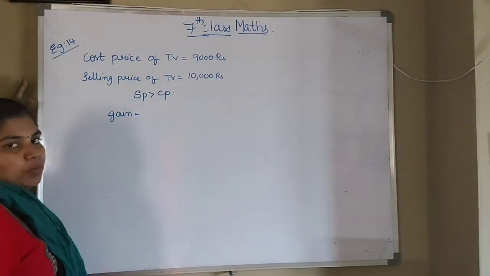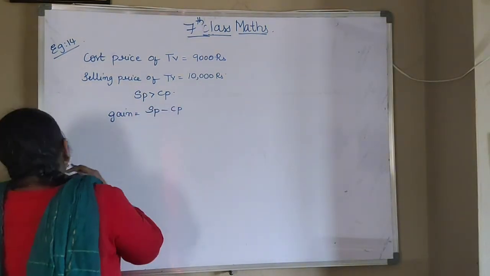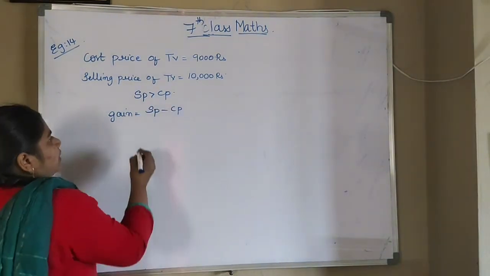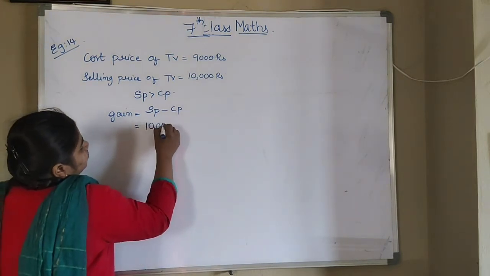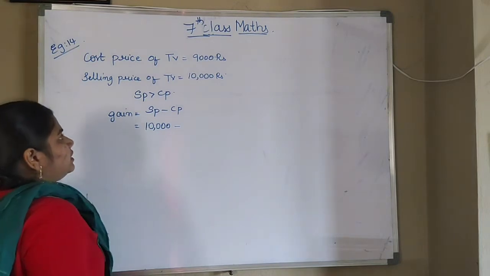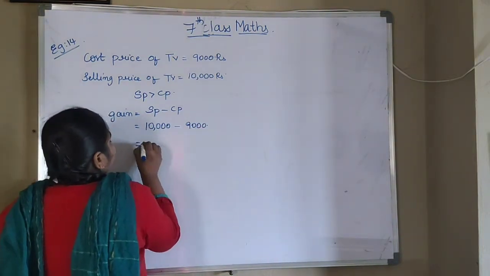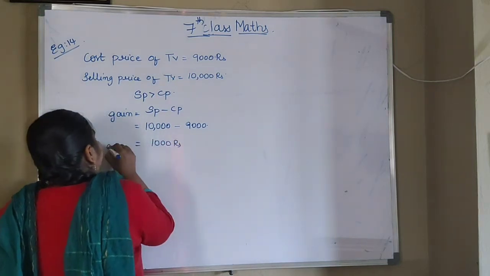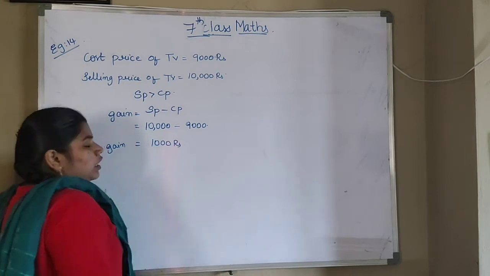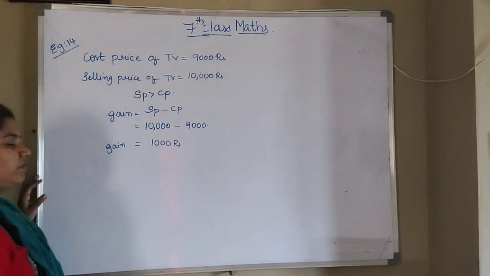So what is the formula for gain? That is SP minus CP. What is the SP value? 10,000, minus what is the CP value? That is 9,000. So what is the gain he got? That is 1,000 rupees. Now we have to find the percentage of that gain.